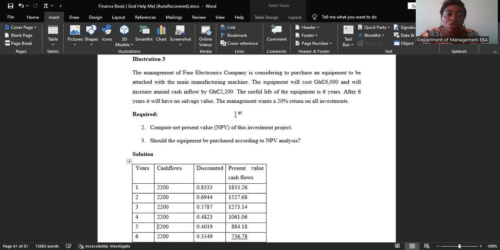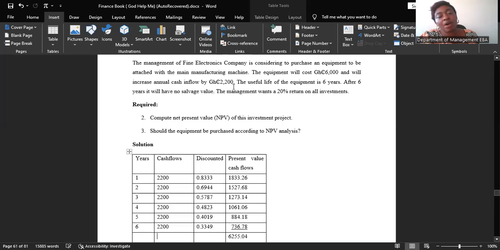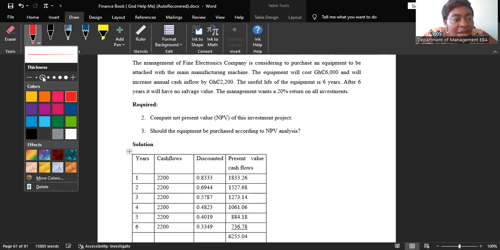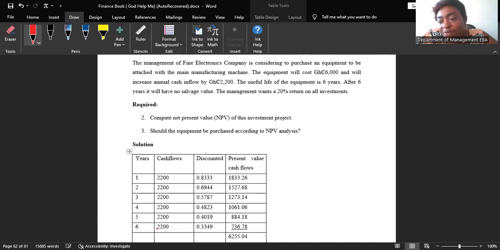Okay, so this one they've given us equal amounts. Sometimes the cash flows will change. So we discount, meaning that we have to go for the discounting factor. First, you have to get the years.